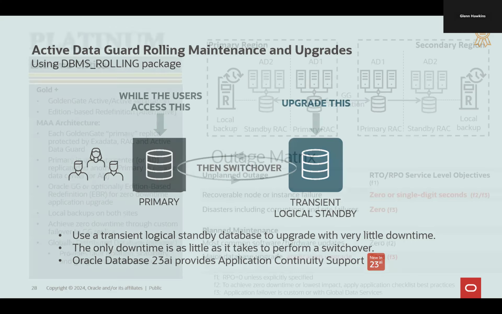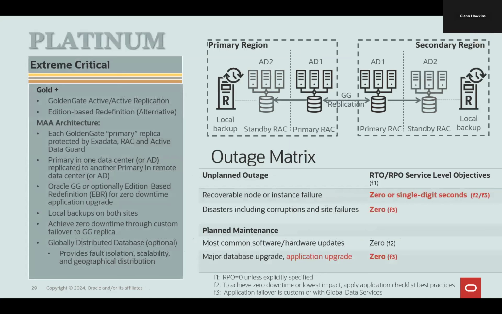So there we go. In the interest of time, I'm basically out of time, so I'm going to click through the last few slides. Platinum's at the top. You get to zero on everything, right? But it comes at a cost, right? GoldenGate's now in the picture, but GoldenGate needs to be configured in a high availability configuration with disaster recovery. The GoldenGate hub needs to be configured.